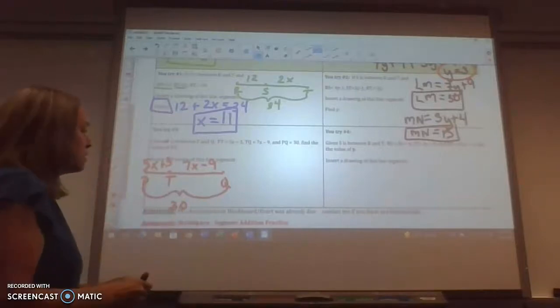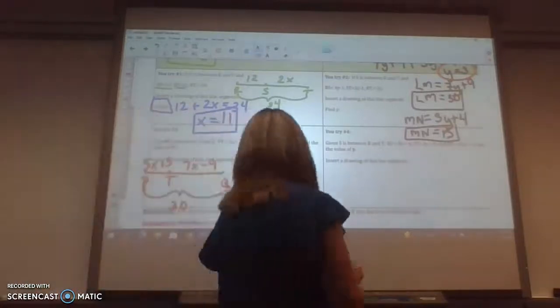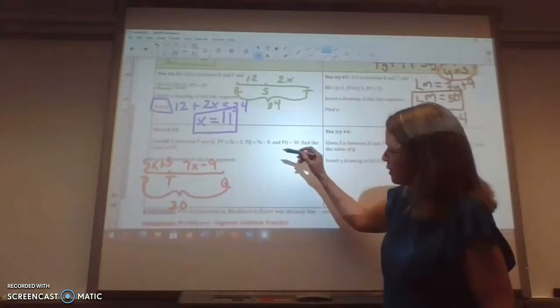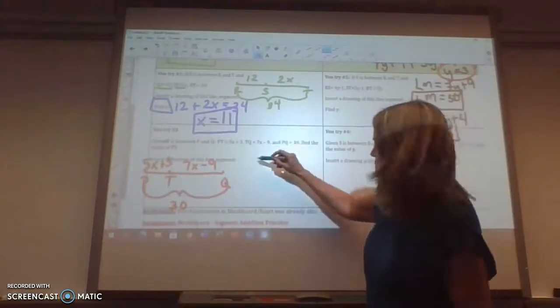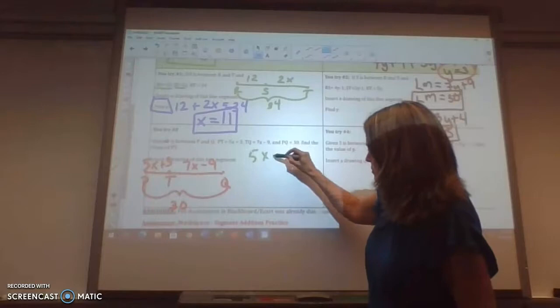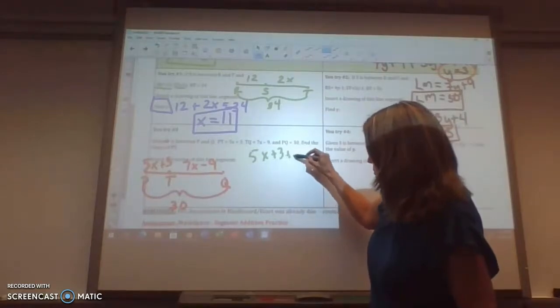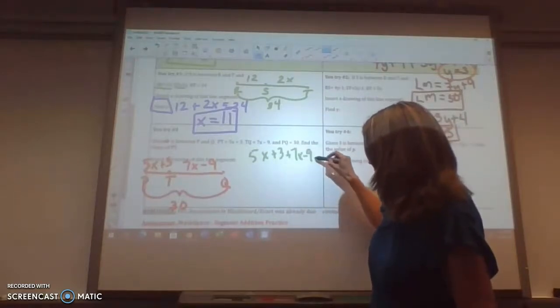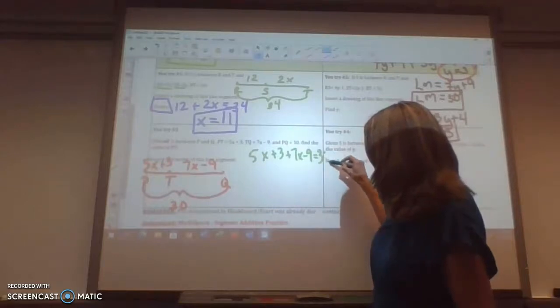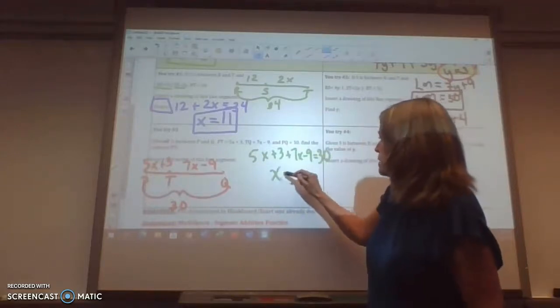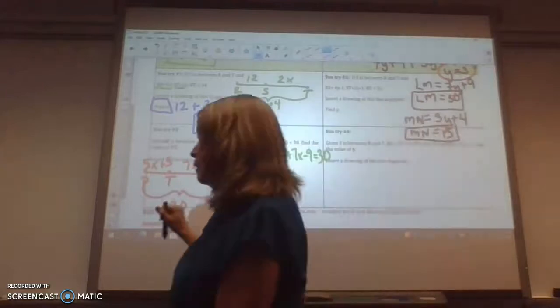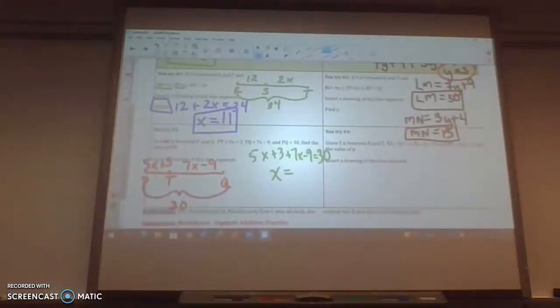Okay? So, Ms. Barnett, why don't you tell me what I should write next? So now we're going to take the little piece plus the little piece equals the big piece. So we have 5x plus 3 plus 7x minus 9, because those are my two little pieces, is equal to 30. And what does x equal? Drum roll. I can't do that in my head that fast.